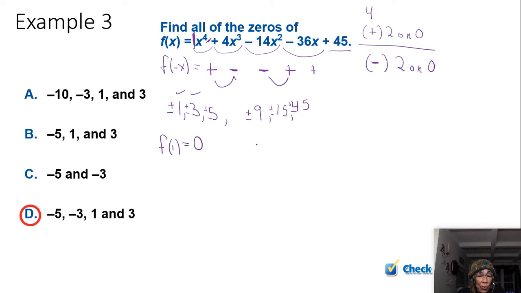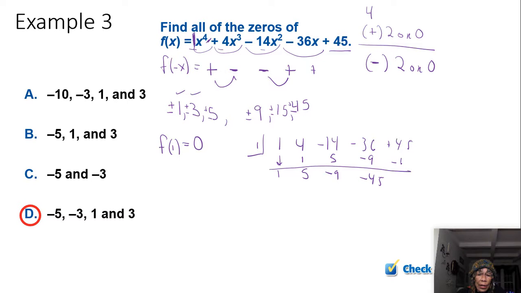So now I will use 1 in my synthetic division. And I'll put all of these in there. So I've got 1 and 4 and negative 14 and negative 36 and positive 45. And I'll drop the 1. And 1 is 1, and I'll get a 5, and 1 times 5 is 5, and I'll get a negative 9, and I'll get a negative 45, which is a beautiful thing, because the negative 45 times 1 will drop out and give me the 0.